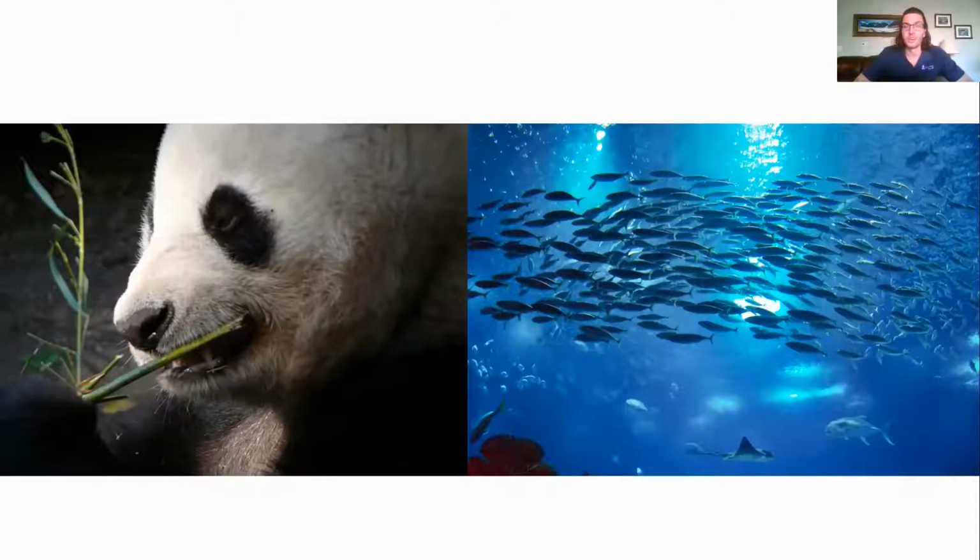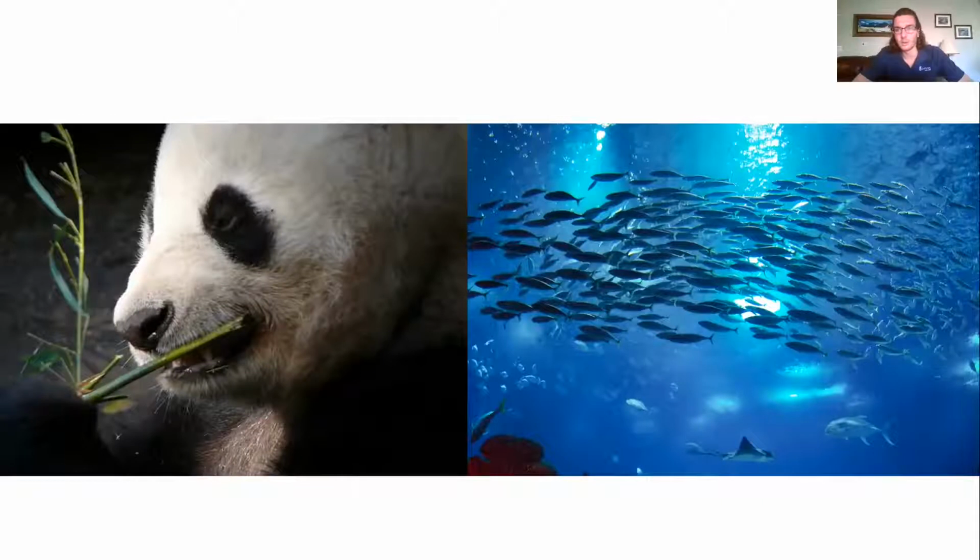So endotherms are things like this panda, or mammals and birds. So birds are also endotherms. And these are animals that can burn energy to make their own body temperature, to generate their own heat, and to maintain their body temperature within that range that they like to fall within. So like I said, there's an optimal body temperature range for all animals that they'd prefer to fall within so that they can save energy and be really good at using their energy efficiently. And so there's endotherms, again, mammals and birds that can generate their own body temperature and maintain their own body temperature range. And then there's animals that cannot.